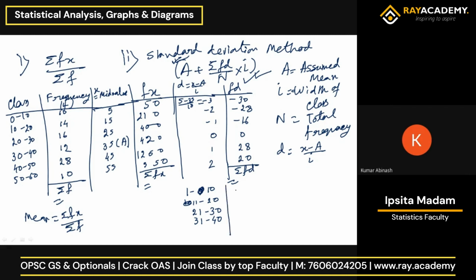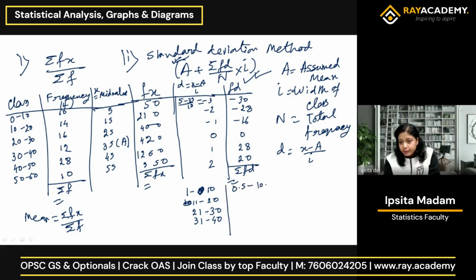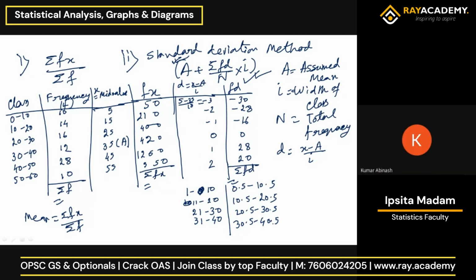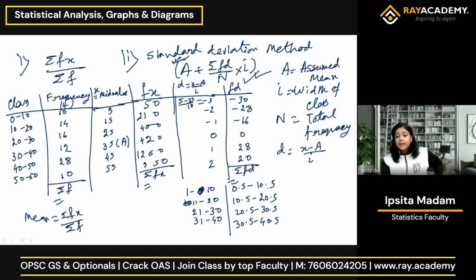So it will be 0.5 to 10.5, 10.5 to 20.5, 20.5 to 30.5, 30.5 to 40.5. So now what is the class size? 10, ma'am. You take 10, because just forget the old class. All calculations are done with this class, for mean, for mode, for median, whatever. Got it?